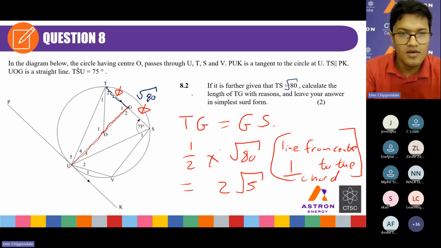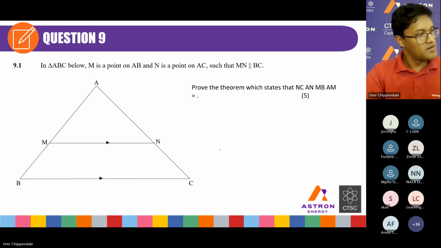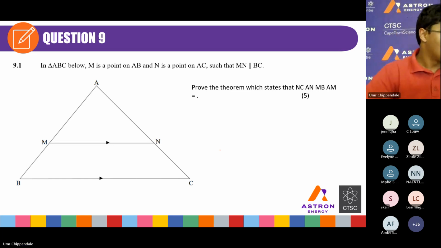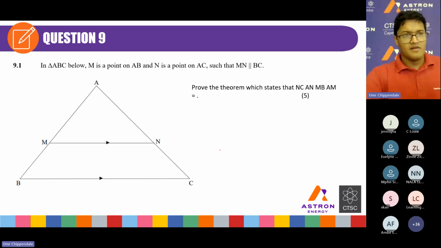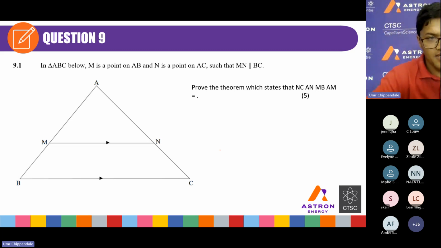Okay, good. Now, moving on. Question 9. Two more questions to go. Is it also Euclidean geometry? In triangle ABC below, M is a midpoint on AB, and N is a point on AC, which is that over there, such that MN is parallel to BC. Prove the theorem which states that, okay, all of that is written there.